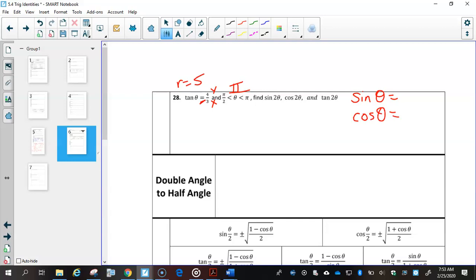Cosine would be negative, yep. So cosine is negative 3 over 5. Sine is positive 4 over 5. Just by knowing your x, r, y definitions for those three and your Pythagorean triple, you eliminated using the Pythagorean theorem.